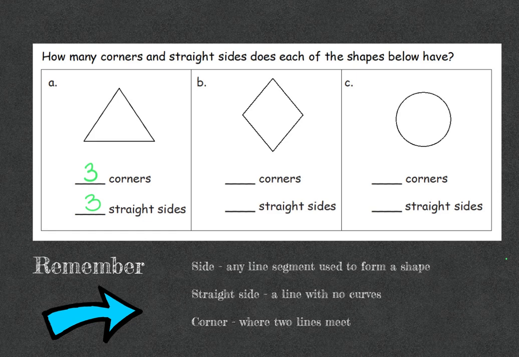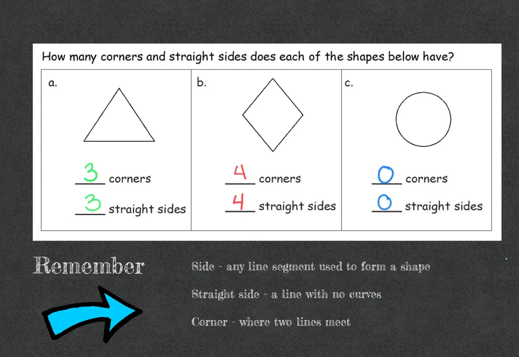Moving on to B, we have a rhombus. Let's count the corners. 1, 2, 3, 4. Now let's count the straight sides. 1, 2, 3, 4. And our last shape, shape C, is a circle, which we know does not have any corners or straight sides.